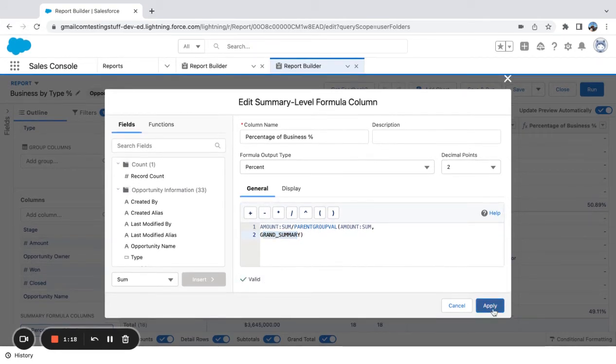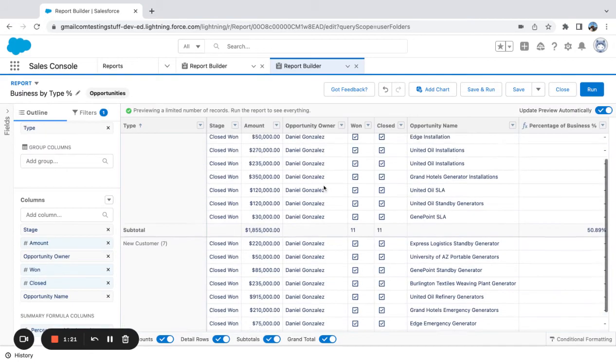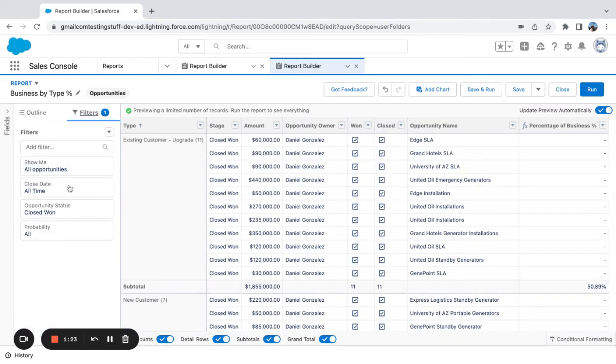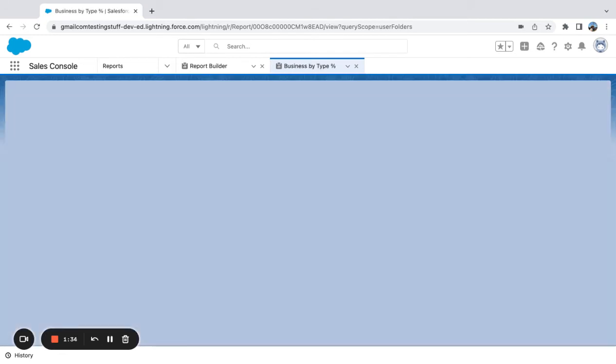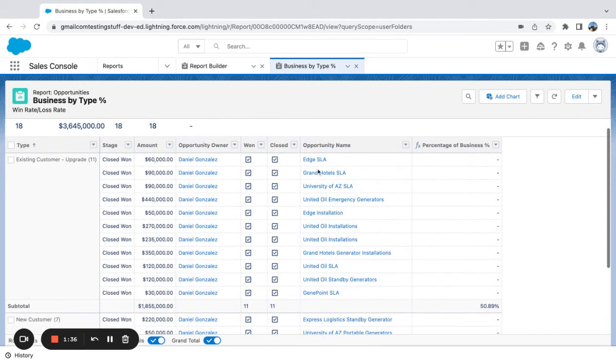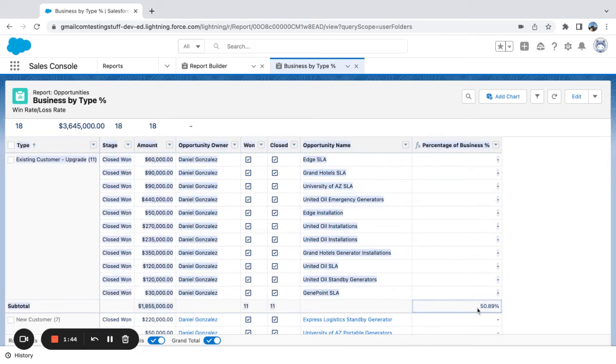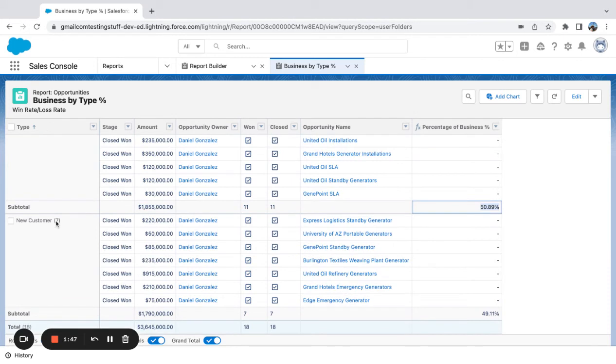So I validate this. Looks good. If I come over here, you can see I have this filter to closed won opportunities only. So this is looking at percentage of revenue. Here you can see my existing customer upgrade revenue is $1,855,000. It's about 51% of my business. And here in my new customer, I'm at $1,790,000. And that's about 49% of my business.